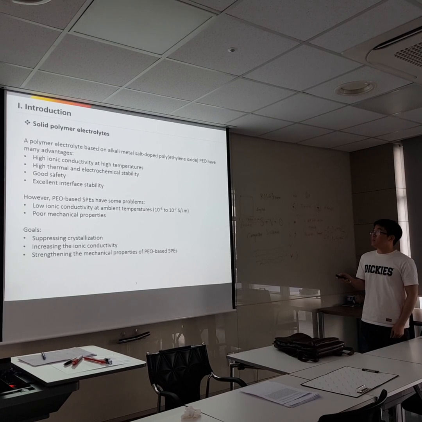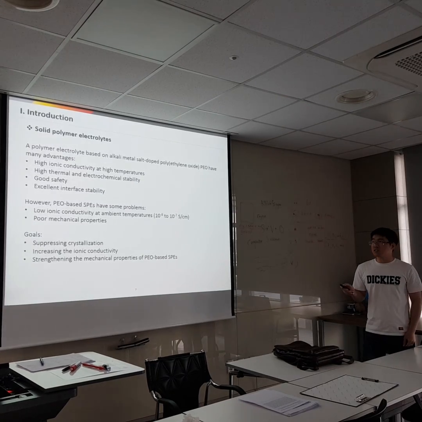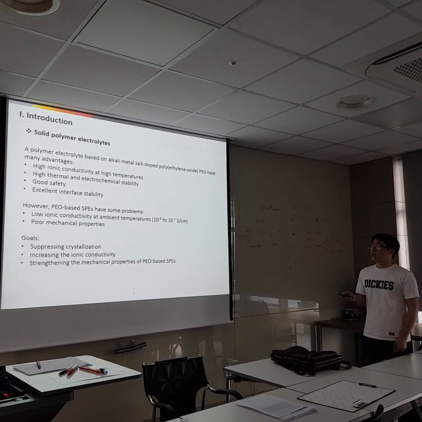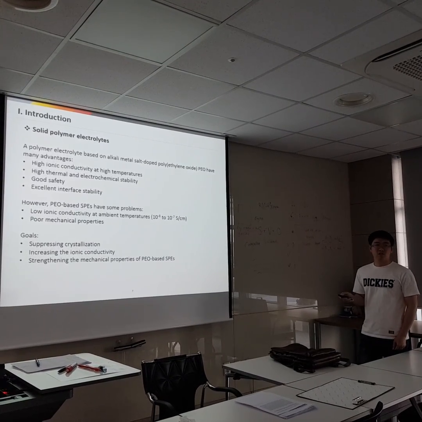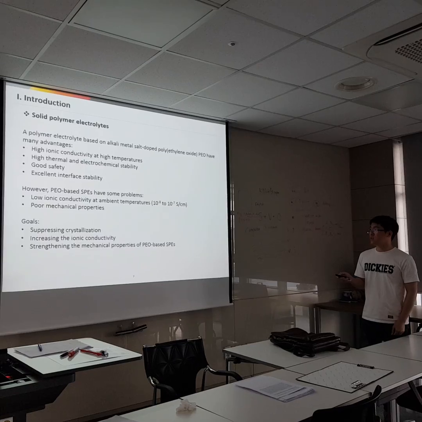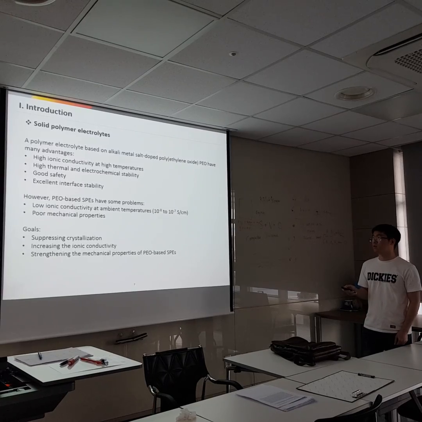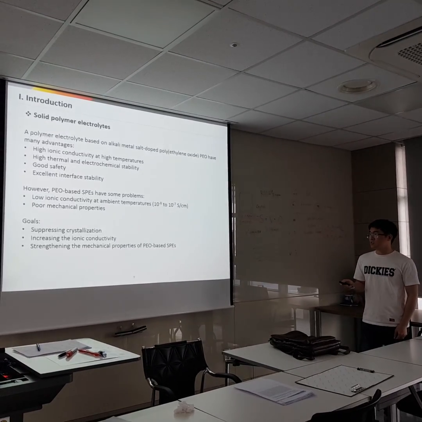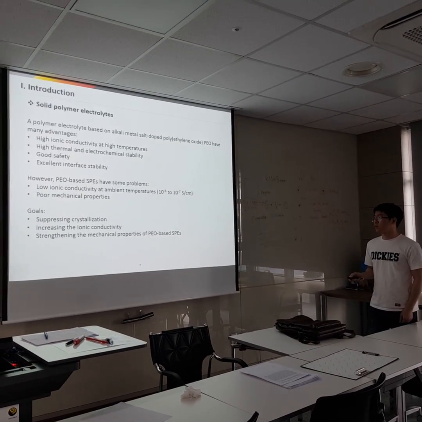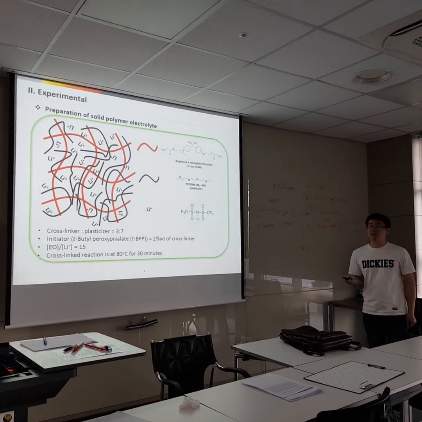Normally, a polymer electrolyte is based on alkali metal source and polyethylene oxide, PEO, and it has some advantages and disadvantages. Its advantages are high ionic conductivity at high temperature, high thermal and electrochemical stability, good safety, and excellent interface stability. However, PEO-based SPEs have some problems such as low ionic conductivity at ambient temperature and poor mechanical properties. So the goals are suppressing crystallization, increasing the ionic conductivity, and strengthening the mechanical properties of PEO-based SPEs. And let's move to the second part, experimental.